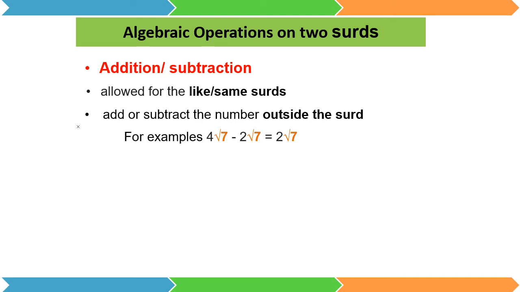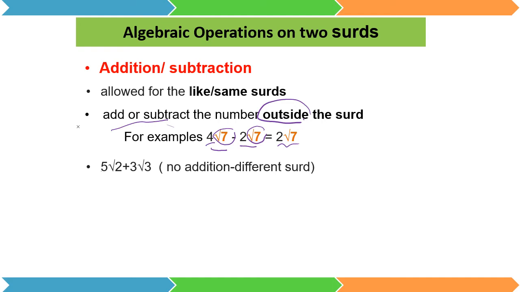So for example, 4 surd 7 minus 2 surd 7. We have the same surd here, so we can do the addition or subtraction. What we need to do is just add or subtract the number outside the surd. So what is the number outside the surd? 4 and minus 2. So 4 minus 2 is equal to 2. So 2 surd 7.